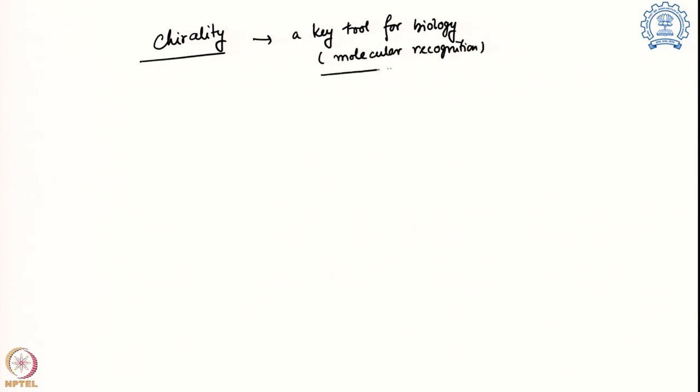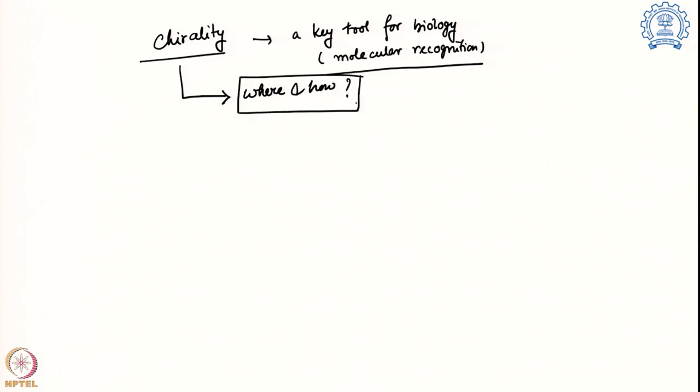Now the problem we are facing is the fundamental question: where and how does this chirality become a part of this biological system? That is the question we would like to answer in this particular segment. But before going into the details, let's look into chirality one more time.